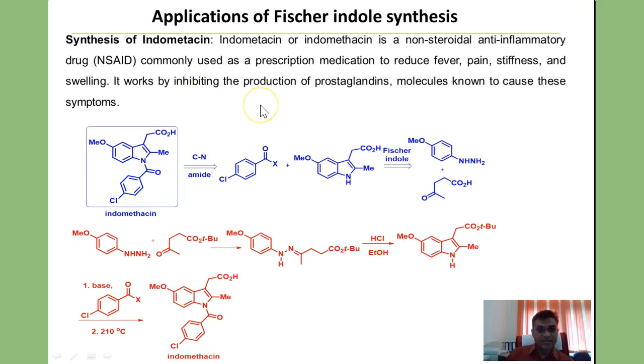The second example is the synthesis of indomethacin, which is an anti-inflammatory drug. Again here, this indole molecule is prepared with the help of Fischer synthesis. If we do the retrosynthetic analysis, it has to be prepared from N-benzoylation here, and this can be prepared from phenylhydrazine as well as an enolizable aldehyde or enolizable ketone. The reaction of para-methoxyphenylhydrazine with this keto ester forms this hydrazone. This undergoes Fischer synthesis, and later under acidic conditions it will undergo benzoylation, and we will get indomethacin.